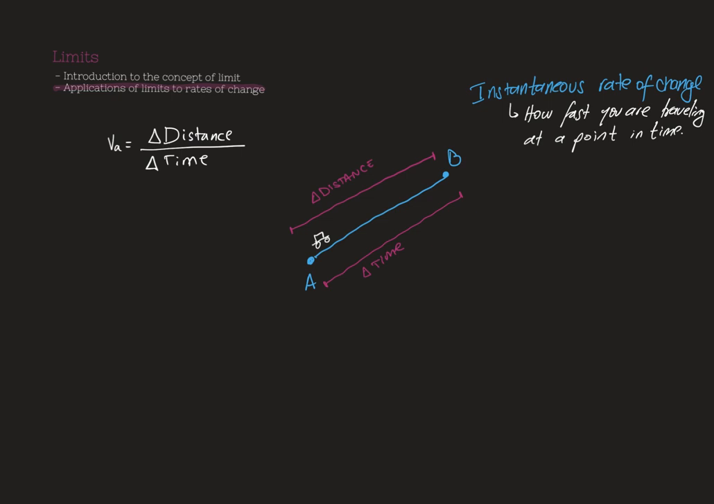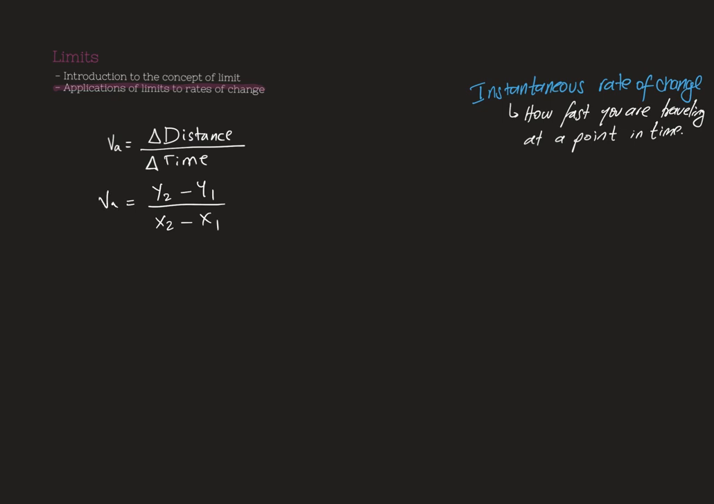The way to find it is by taking the limit of the average rate of change. So if we express the average rate of change as the distance y2 minus y1 over x2 minus x1, then the instantaneous rate of change v is going to be the limit when x2 goes to x1 of y2 minus y1 over x2 minus x1.